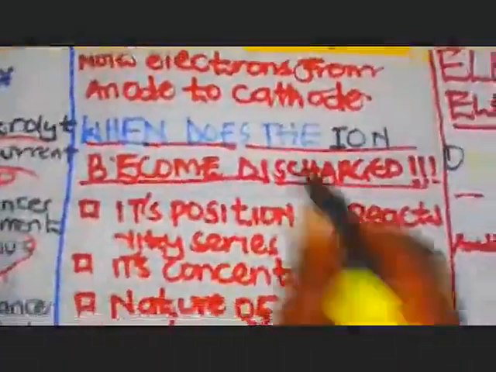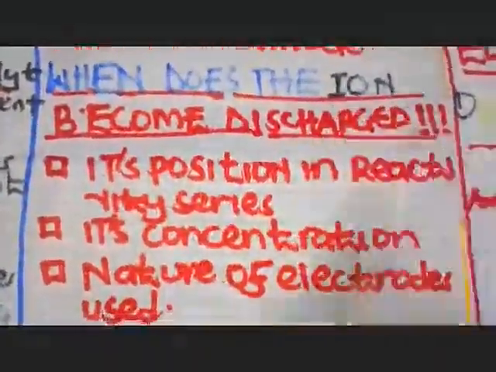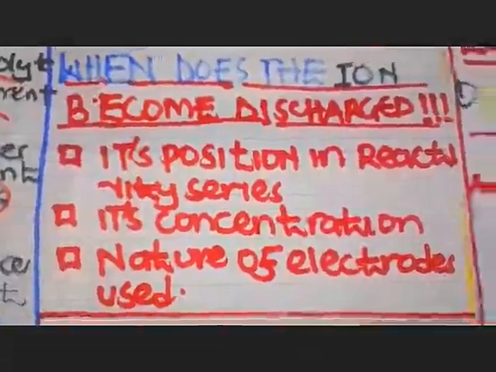So let us try to move ahead. Electrons flow from the anode to the cathode. We have to take note of that as we move to our diagrams. The electrons flow from the anode to the cathode because they are produced at the anode by oxidation, and then they move to the cathode. Sometimes a question will ask you to put the arrow showing the flow of the electrons. Now, they are asking, when does the ion become discharged? Discharged means when does the ion become selected?